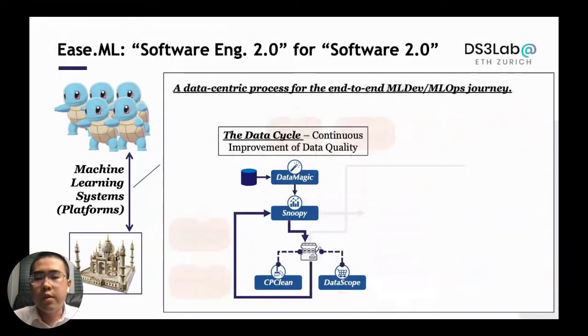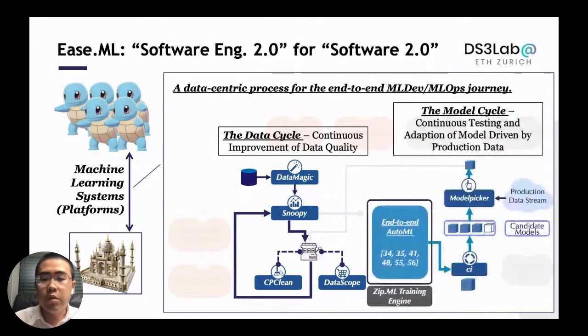So first observation is there are two different cycles in this large picture. The first cycle is actually a data cycle. It's the continuous process of improving the data quality, either by data cleaning or data acquisition. The second cycle is actually the model cycle, where the AutoML system gives you a stream of models, and then you try to continuously test and adapt those models driven by your production data.